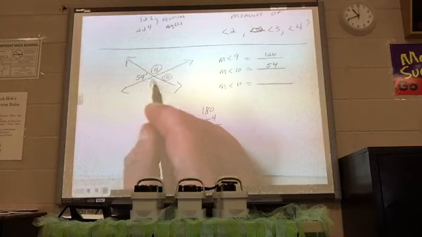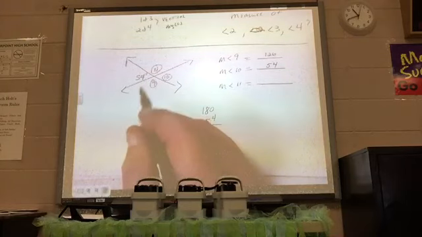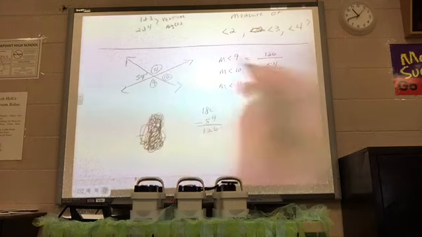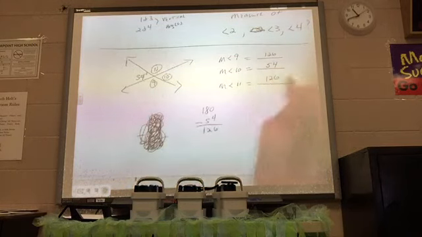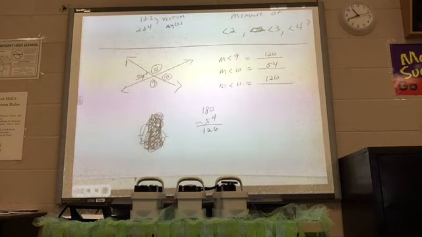So if this one is 126, what's 11 got to be? 126. It's vertical, isn't it? So this angle and this angle are the same. So that would be what you'd look for. Alright? Any questions about that?